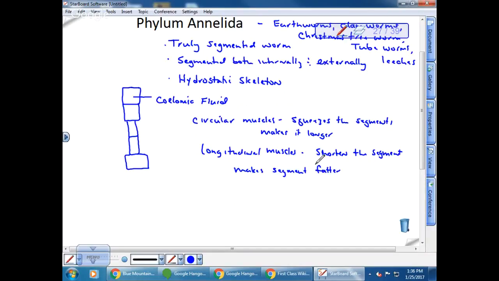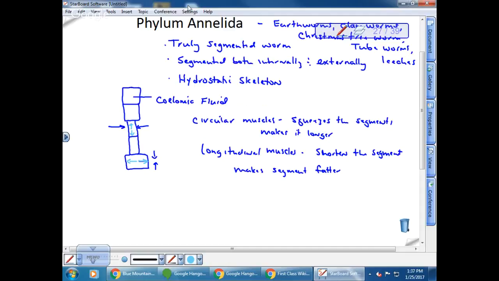Okay. And it does this by pressing against the hydrostatic fluid. So if I'm showing you the circular ones, you have contraction like this, right? So that's the circular muscle. And then the coelomic fluid presses like this, right? That's light blue, but the coelomic fluid presses out and it's going to make that segment get longer, okay? The longitudinal muscles are going to contract like this. And what's going to happen is that the coelomic fluid is going to push out like this. Okay, so that segment gets fatter.